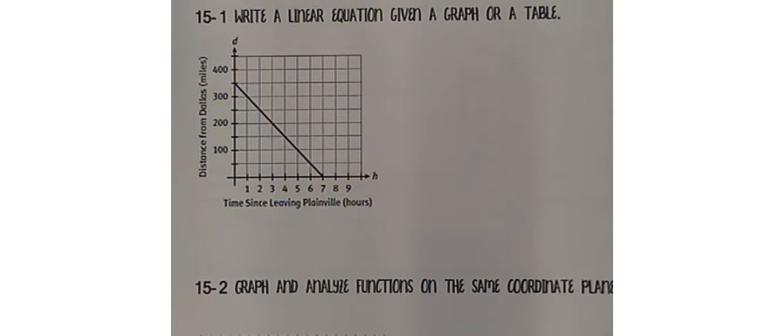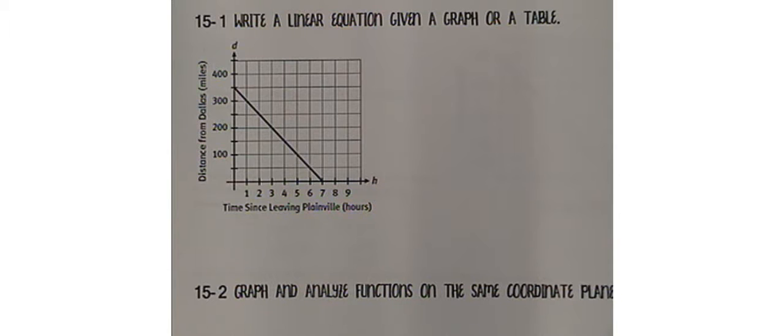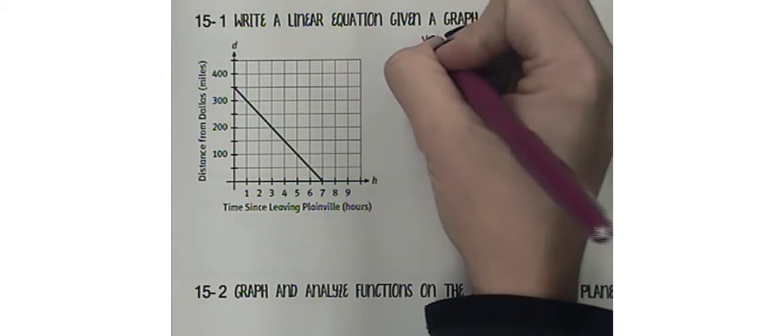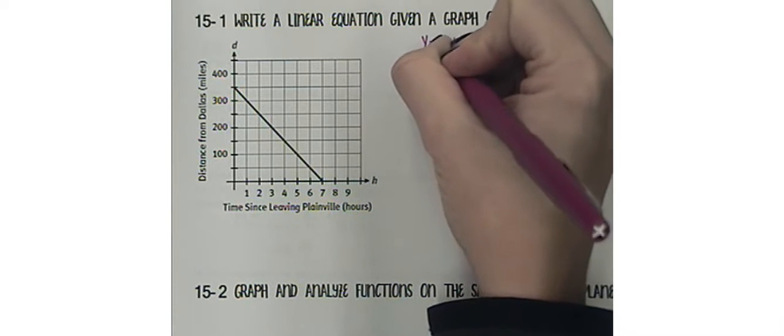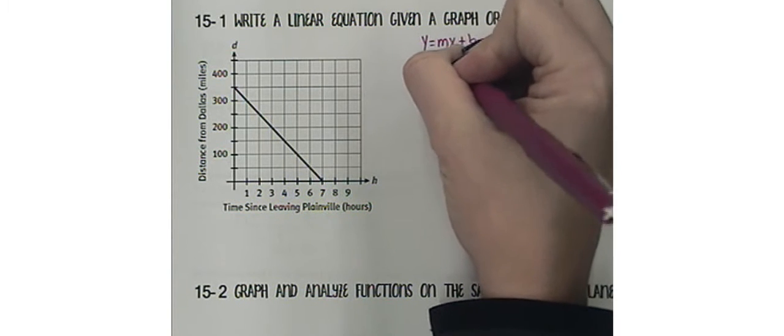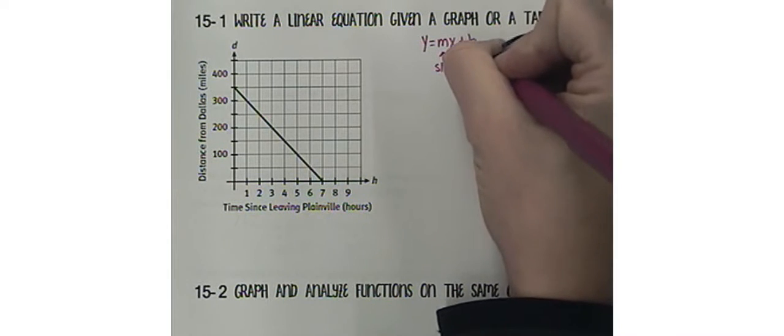We are going to cover an Activity 15 Learning Target Review Sheet before we take the quiz. So it says write a linear equation given a graph or table. Usually the easiest way to do that would be y equals mx plus b. M is the slope or the rate of change, and b is the y-intercept or the beginning point.